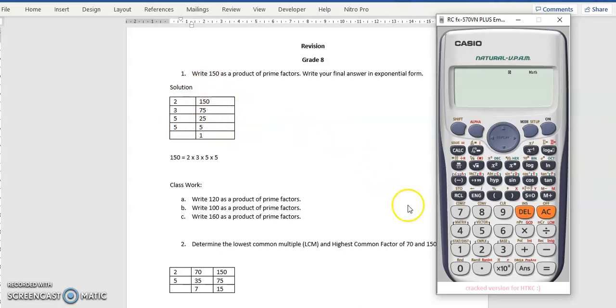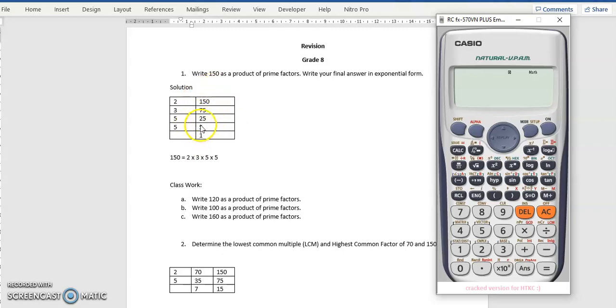We said you write the 150 here. What number can divide 150 without a remainder? We said 2. So 150 divided by 2 will give us 75. Then 75 divided by 3 will give us 25. 25 divided by 5 will give us 5. How do we get them? I'm going to use the last one because I've done this in the previous video.